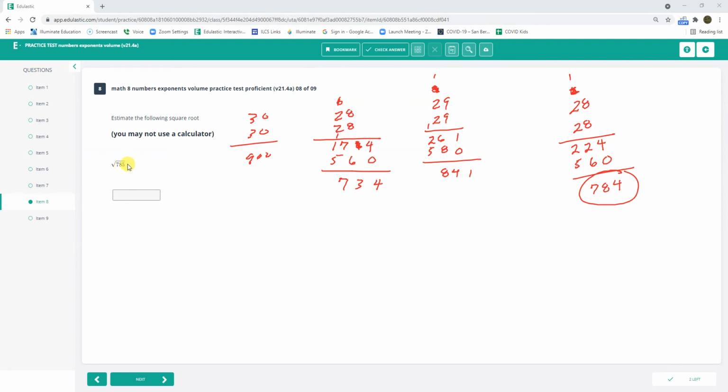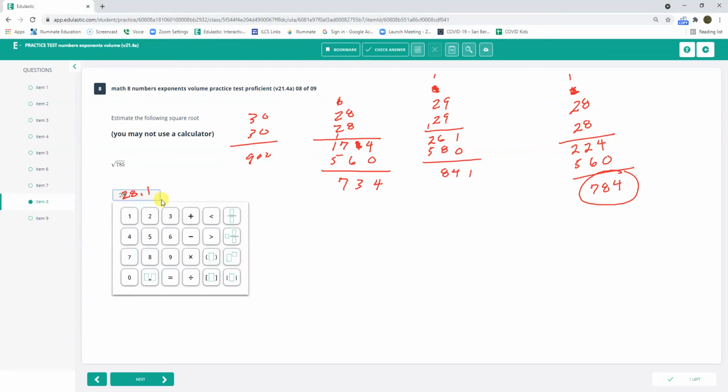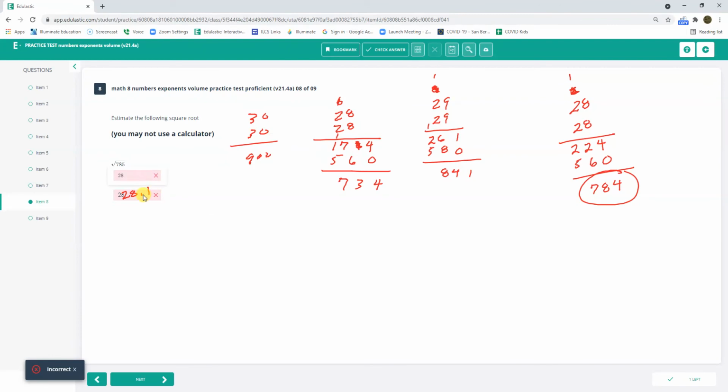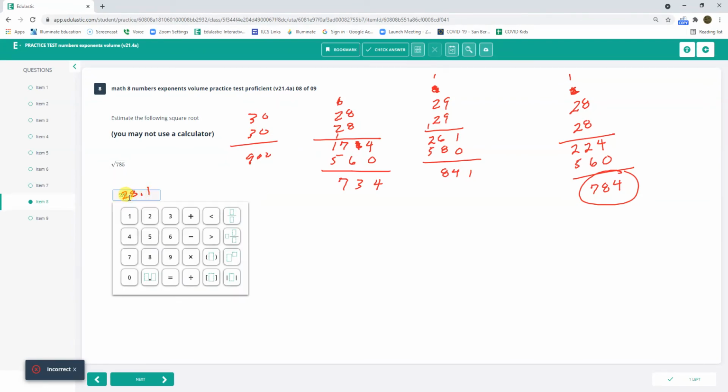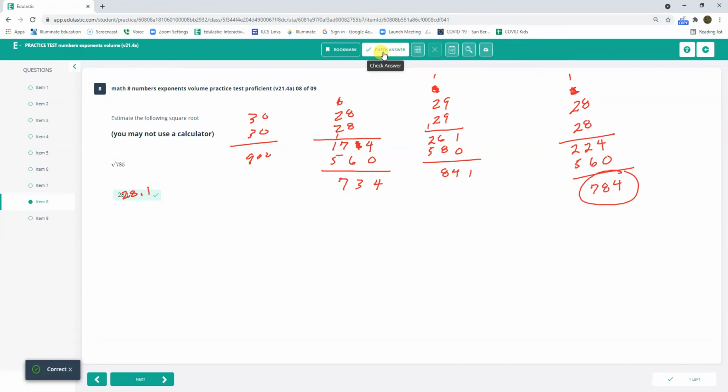This number is just a little bit bigger. It's got to be like 28.1. It's pretty darn close to 28.1. I think that's what it is. About 28.1. So just by playing with it, I got close to it. Whew.